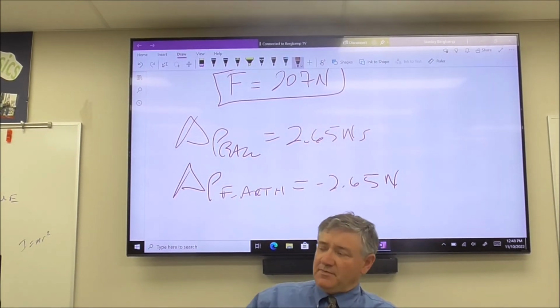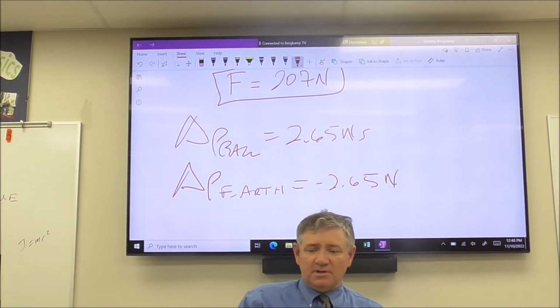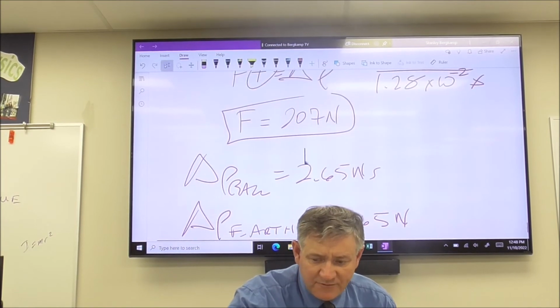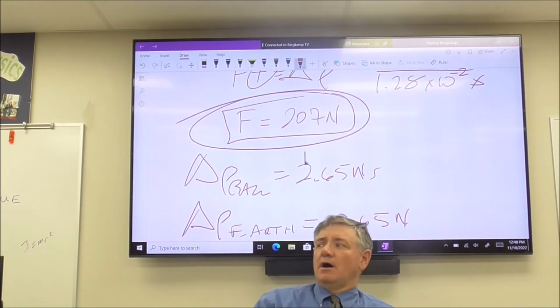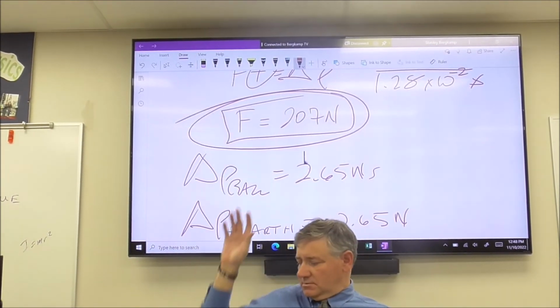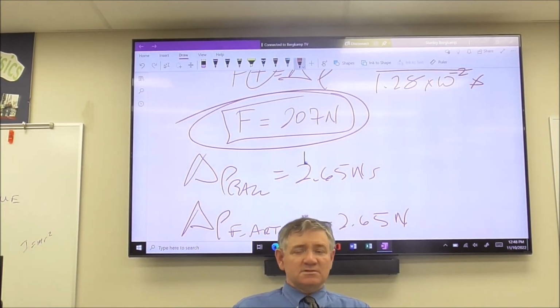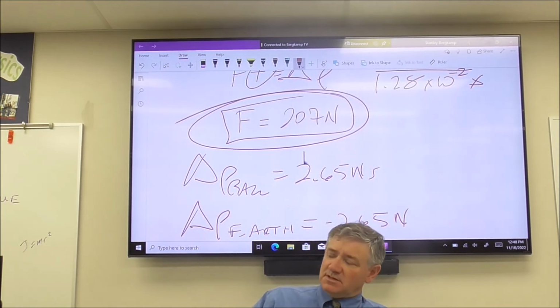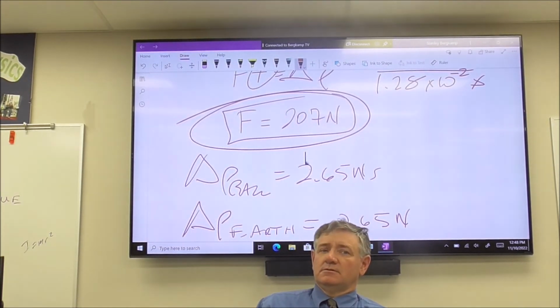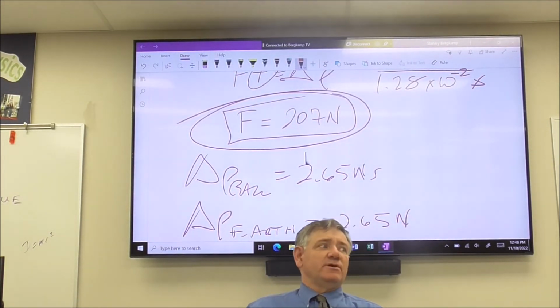Now, think about this. Let's look at Newton's third law. That was the force exerted on the ball. Upward, 207 newtons. What's the force that the ball exerts on the earth? Negative 207. Negative 207 newtons.